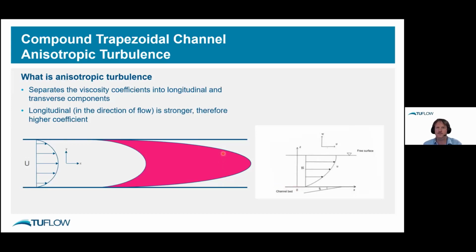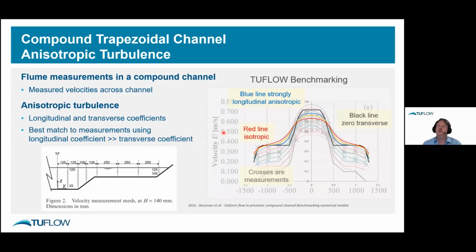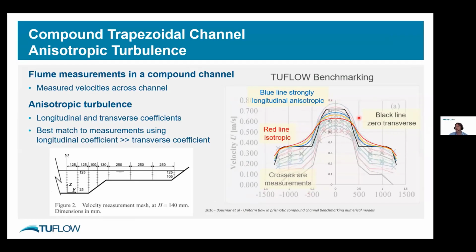opposed to the transverse. So if we compare to some measured velocities across a channel for a flume experiment, in this case over here, we've got the crosses here. And I realize this is quite a busy graph. The crosses here represent measured velocity across that profile. So main channel in here, and we've got a higher velocity in that main channel.